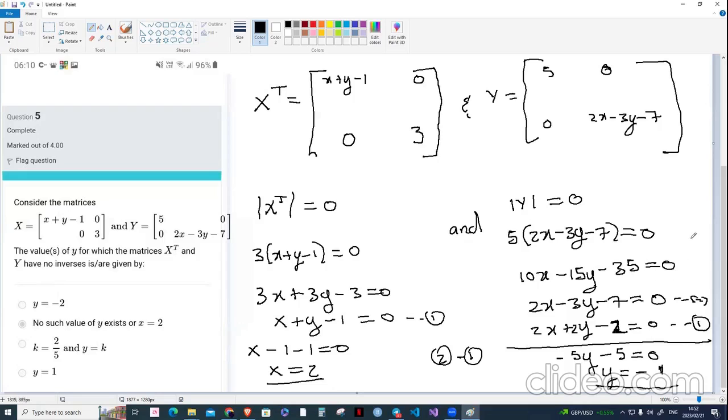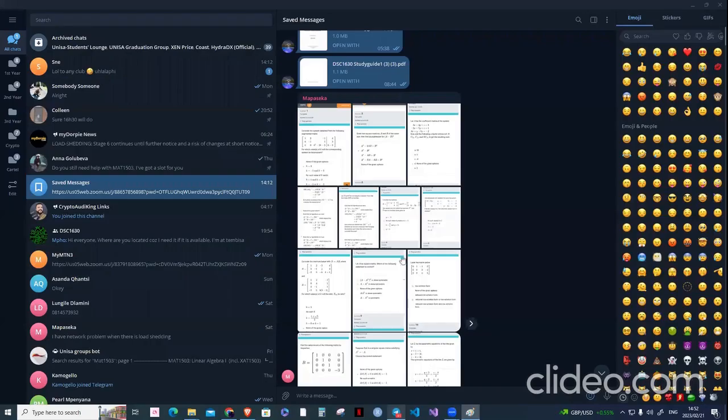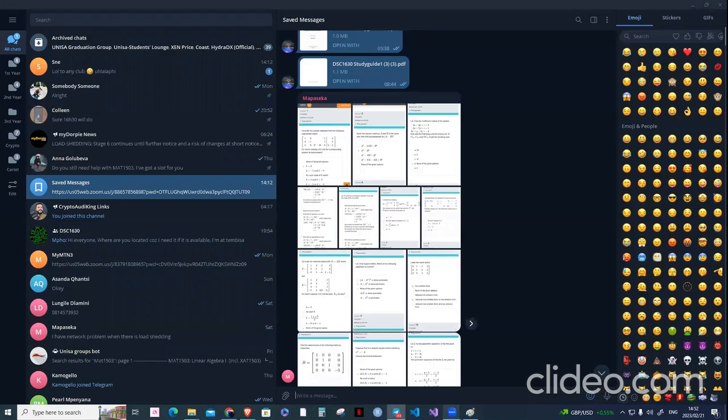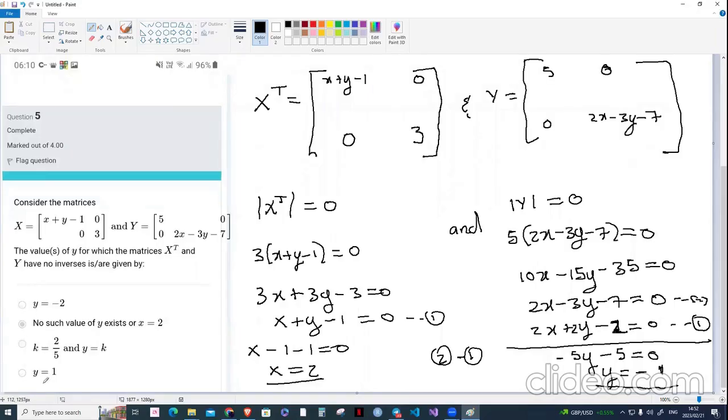Oh man, what just happened here. Let me check the question again properly, if I didn't copy it properly. No such value of y, yeah, this is the correct answer, because there's no y equal to -1 here. This will be the correct answer. And then we move on to the next question.